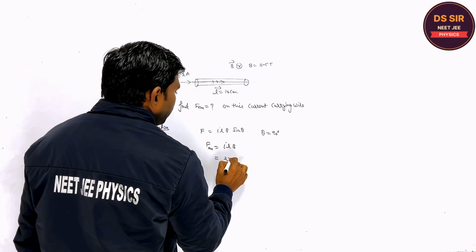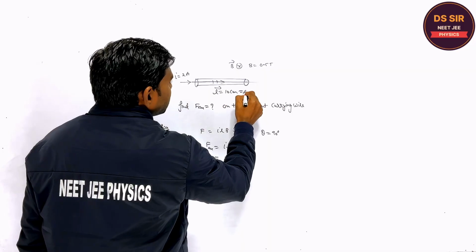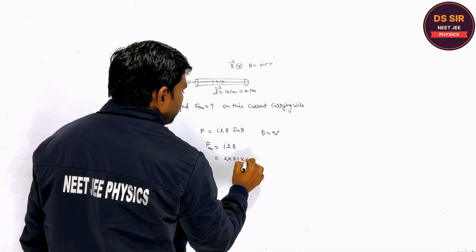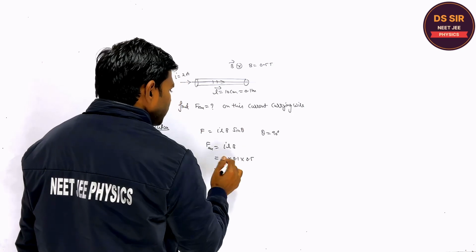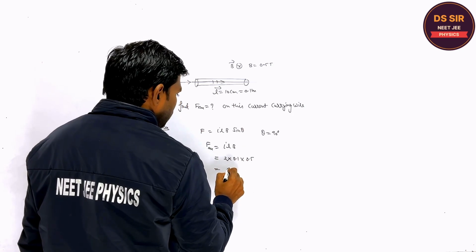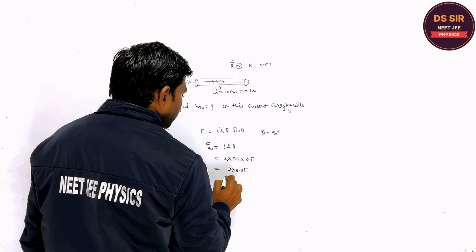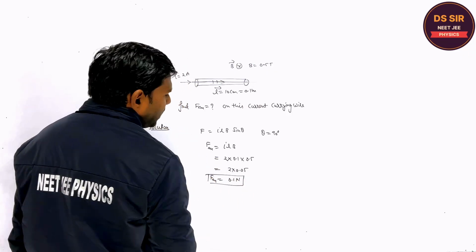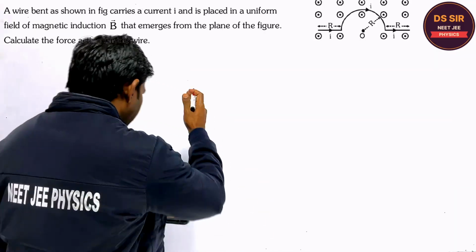So the current is 2 ampere, the length is 10 centimeter, meaning 0.1 meter, and the magnetic field is 0.5, right? So this is equal to what? 2 into 0.05, right? 0.1 Newton is the correct answer. All right, copy this.